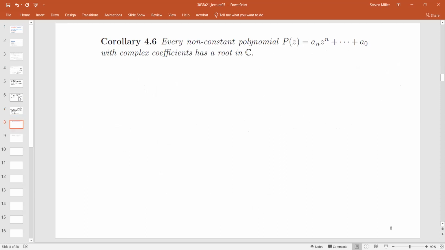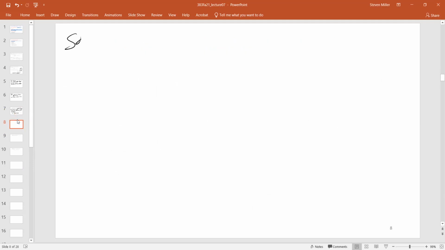So now we're going to get that every non-constant polynomial with complex coefficients has a root in C. What's wonderful about this is if you try to solve polynomials with integer coefficients, you lose. Not every polynomial with integer coefficients has an integer root. So for example, if I want to solve 2x minus 3 equals 0, we get x equals, if I've done it right, 3 halves, which is not an integer. So polynomials with integer coefficients are not enough to guarantee that your roots will be integers.